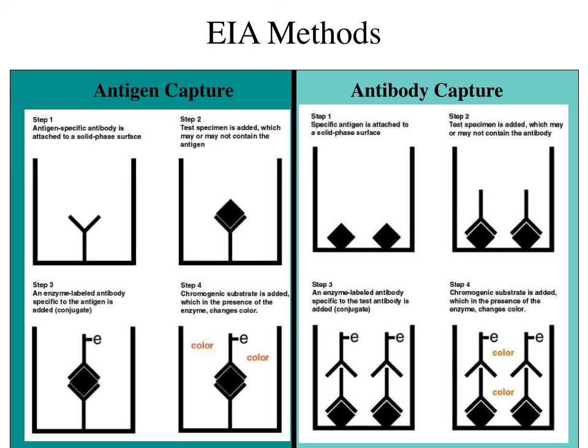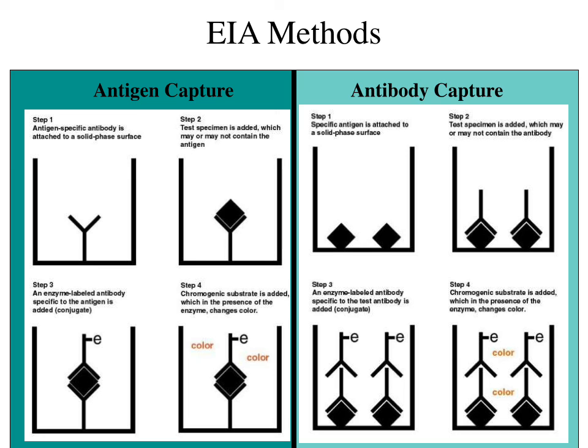For antibody capture, in this case, instead of starting out with bound antibody, you start out with bound antigen. Then you add your specimen, which may or may not have the antibody. If it's a match, it will bind to the antigen. And again, remember, in between each of these steps, you go through washes. So any reagents that have not bound to the original antigen will be washed out.